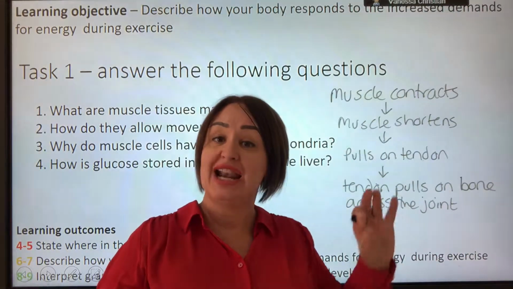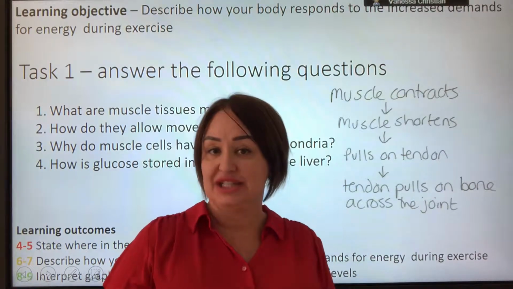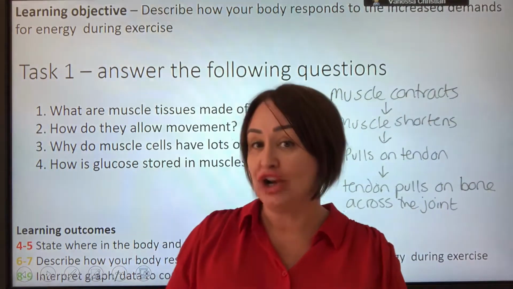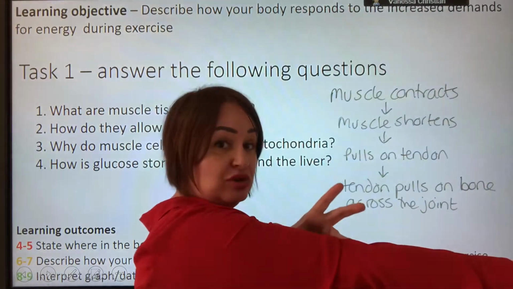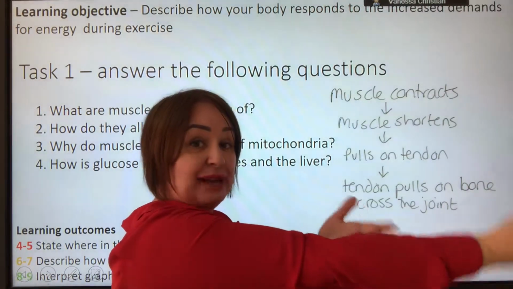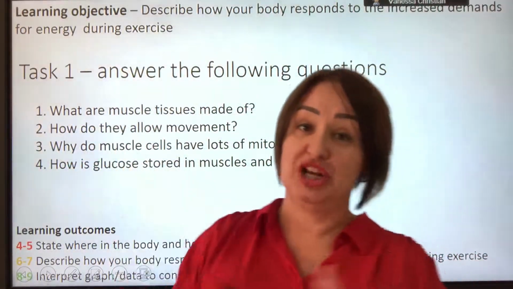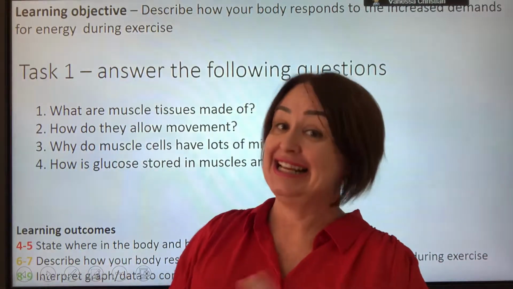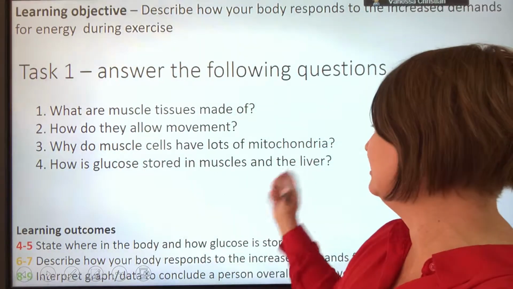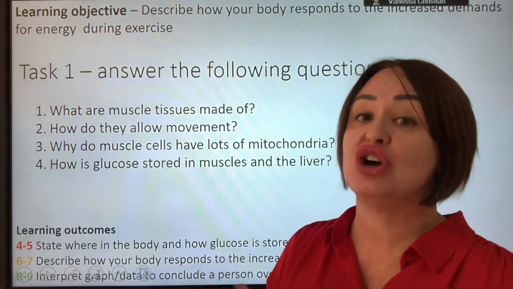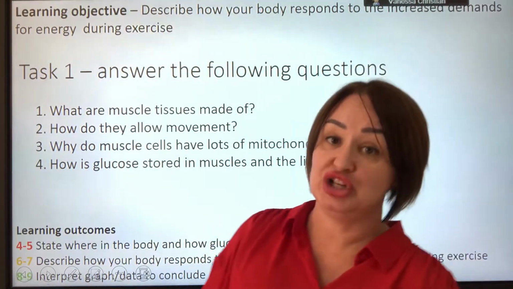Stop the video and let's get this flowchart down to answer question 2. And of course, one of the features of tendons is they are non-elastic. If they were elastic when the muscle contracted, then you wouldn't get any pulling on the bone across the joint. Okay, next question, we alluded to this in the lesson yesterday. We said, why do muscle cells have a lot of mitochondria? They have a lot of mitochondria because mitochondria are the site of respiration.